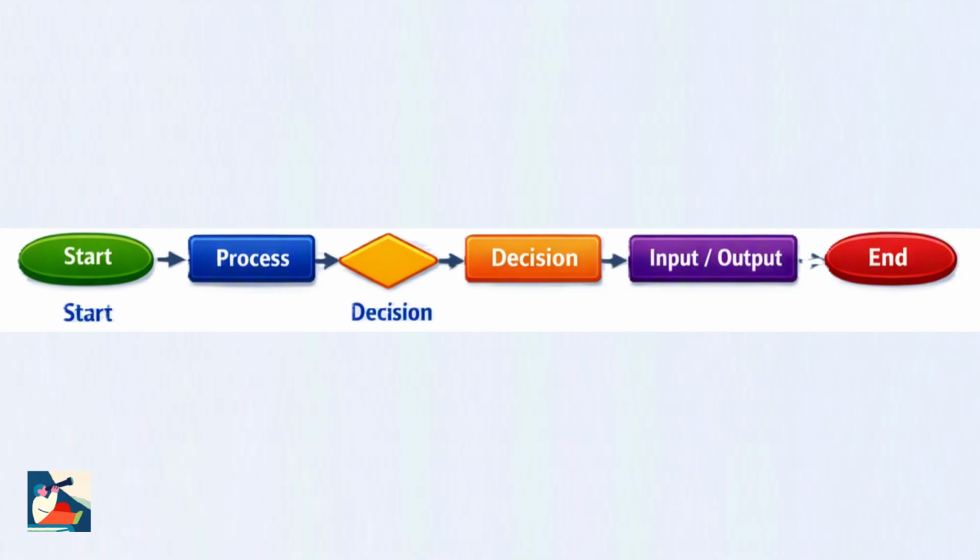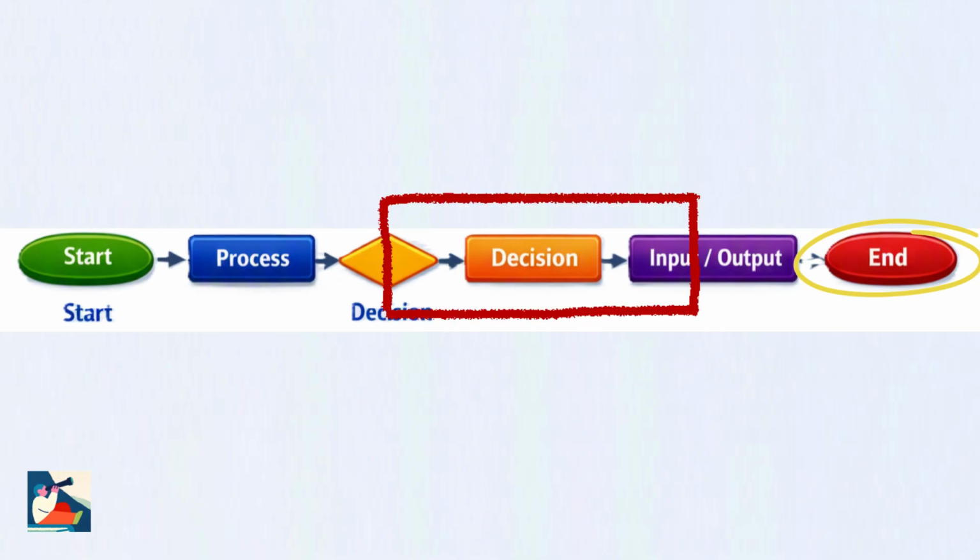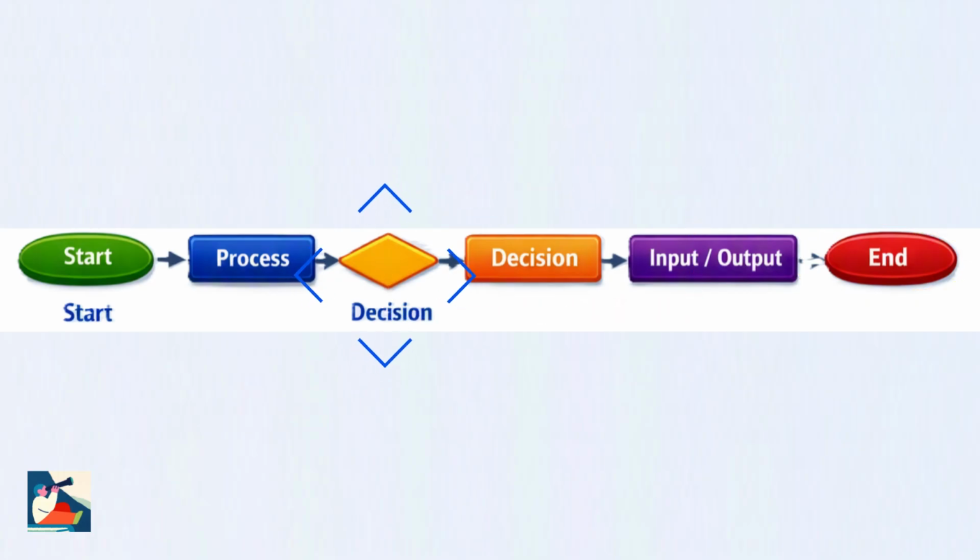Each shape has a meaning. Oval, start or end. Rectangle, action step. Diamond, question or decision. Parallelogram, input or output. Flowcharts are like treasure maps that guide us step by step.